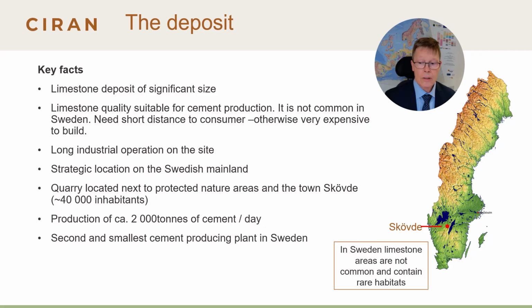It has been a long-term industrial operation at the site, with a strategic location on the Swedish mainland. But also the quarry is located next to protected nature and the town of Skövde with about 40,000 inhabitants. So it has dual challenges from protected areas and the city. The production is about 2,000 tons of cement per day. It's the second smallest cement producing plant in Sweden, but it is of importance for Swedish consumption.